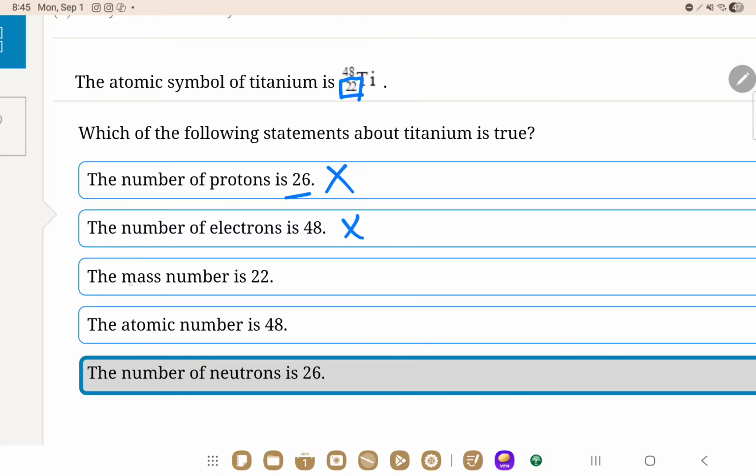Is the mass number 22? What did we say? Mass number is always the one on top. So the mass number is 48, not 22. Is the atomic number 48? No. The mass number is 48. The atomic number is 22. So this is wrong. The number of neutrons is 26. How did we find neutrons again? Neutrons equals mass number A minus atomic number Z, which is 48 minus 22, which is equal to 26. So this one is correct. Moving on.